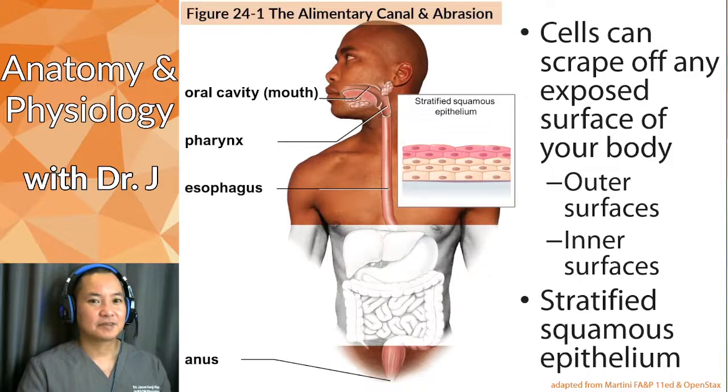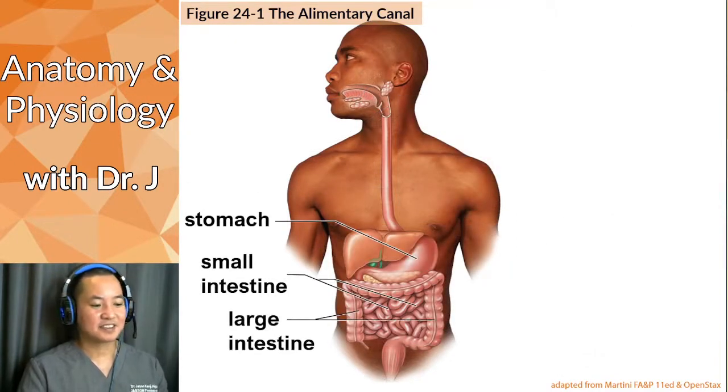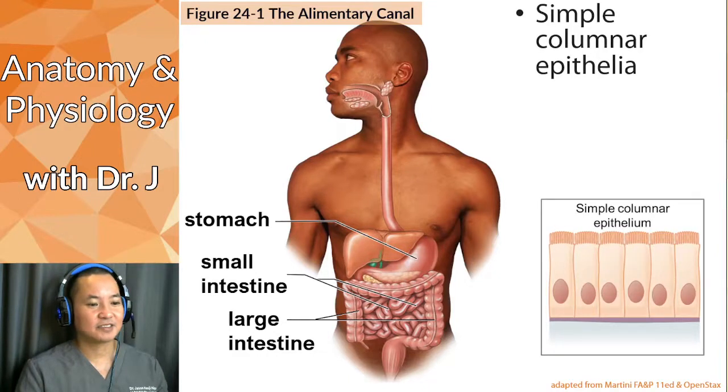Now, what about the rest of the GI tract? Well, here we have the stomach, small intestines, and large intestines. Compared to the mouth and the anus, these are pretty far away from the entrance and exit of the GI tract. So these are going to have simple columnar epithelia. When the digested food mixes with the stomach contents, it starts becoming more liquid. So we're less concerned with the contents of our food scraping the inside.